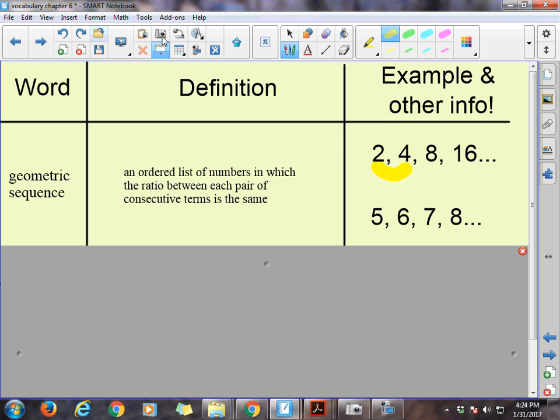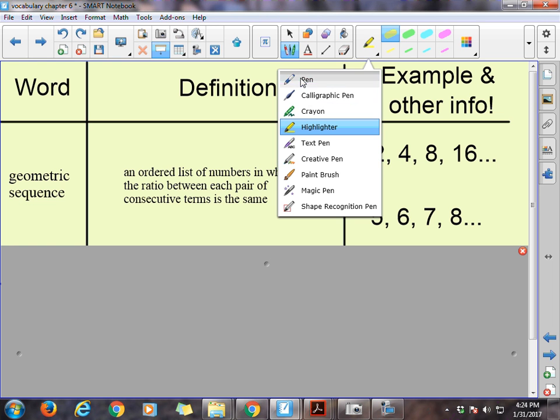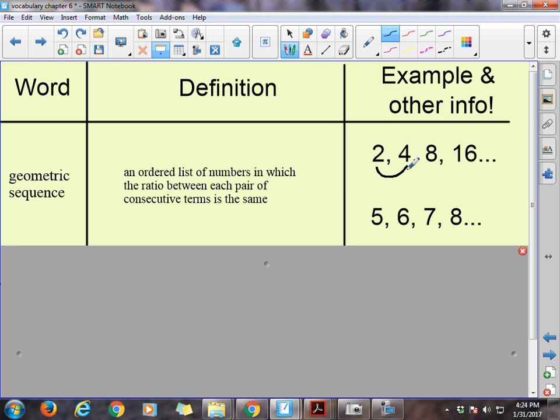I'm going to use a pen. So if you go from 2 to 4, and then from 4 to 8, and from 8 to 16, how are those all changing? They're all multiplying by 2, multiplying by 2, multiplying by 2. So this one is a geometric sequence.